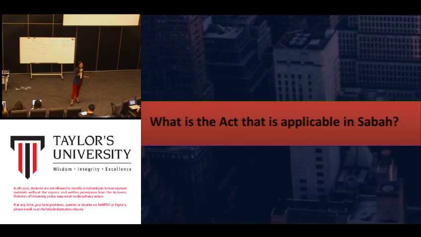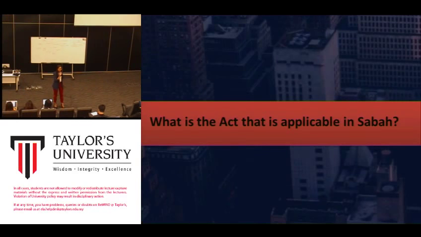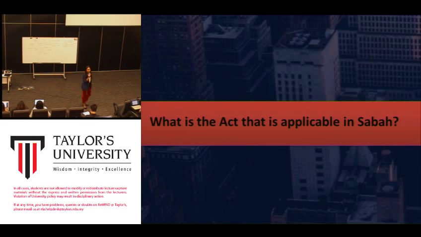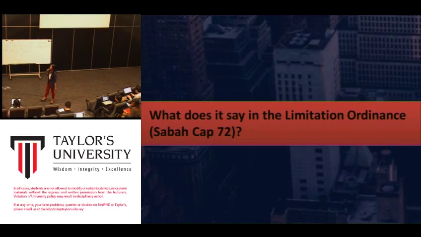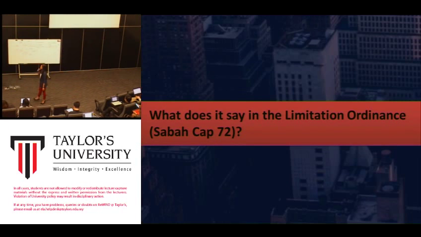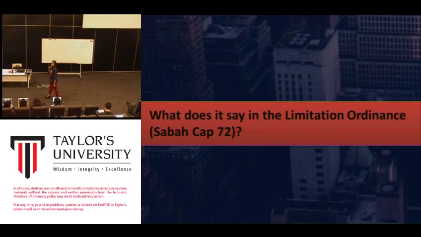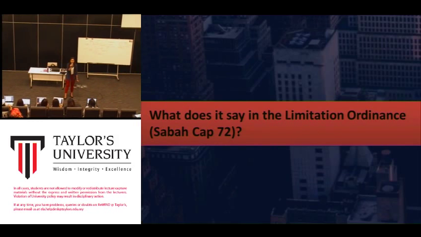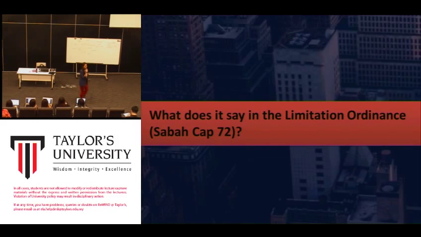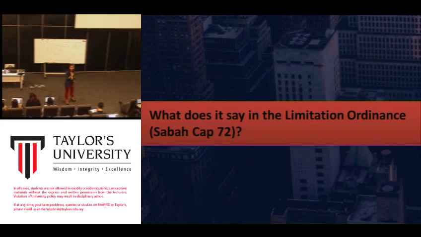Where's Pavani? Pahlavi. So what's your answer? If you cannot apply the Limitation Act, which act will be applicable? Sabah Limitation Ordinance. So what does it say in the Limitation Ordinance, Sabah? Cap 72. So why is it affirmative 1 year? Where is it located in the ordinance? It's 1 year.